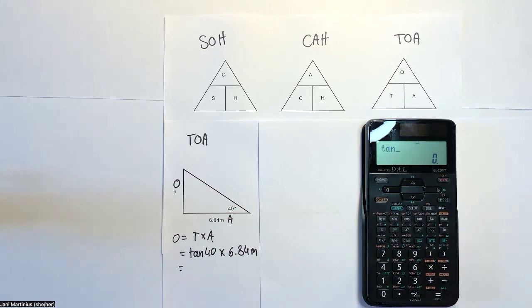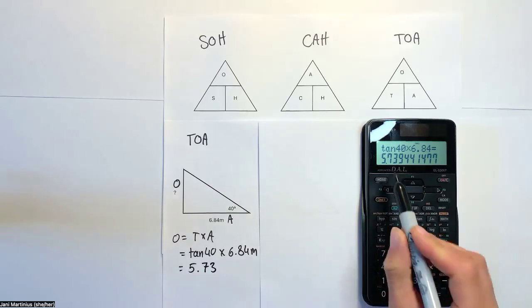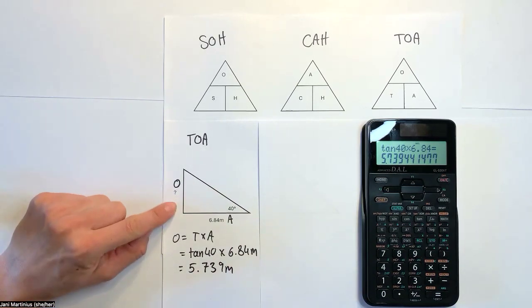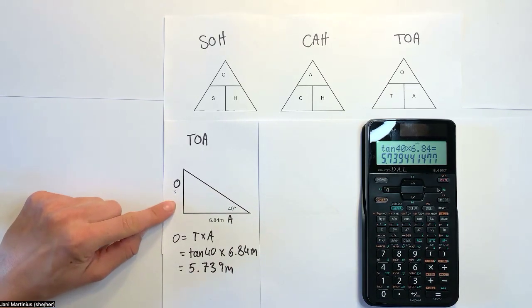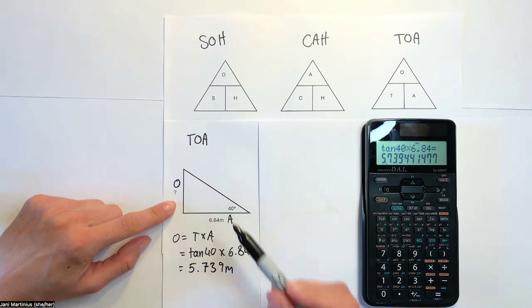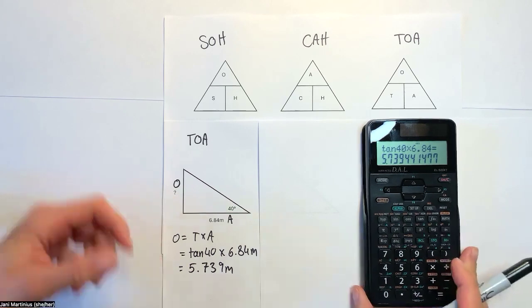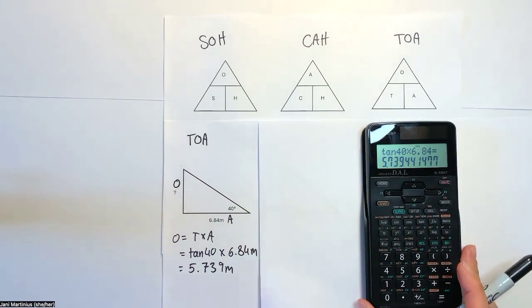Okay, so tan 40 times 6.84 gives us 5.73, and we can round up to 5.739, and we're in meters, saying that the opposite side here is 5.739 meters long. Now, if we had to find out the hypotenuse, we could do Pythagorean, a squared plus b squared equals c squared. Easy peasy.